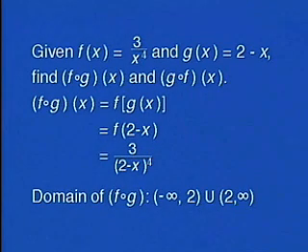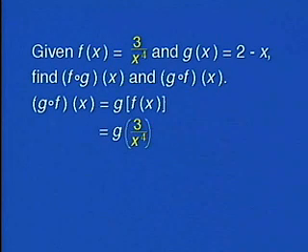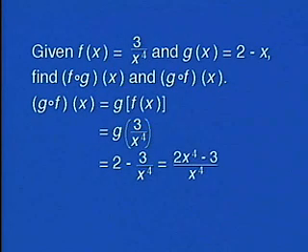Now let's look at g circle f. G circle f of x is equal to g of f of x, which is equal to g of 3 divided by x to the 4th, which is equal to 2 minus 3 over x to the 4th, which is equal to 2x to the 4th minus 3 all over x to the 4th.